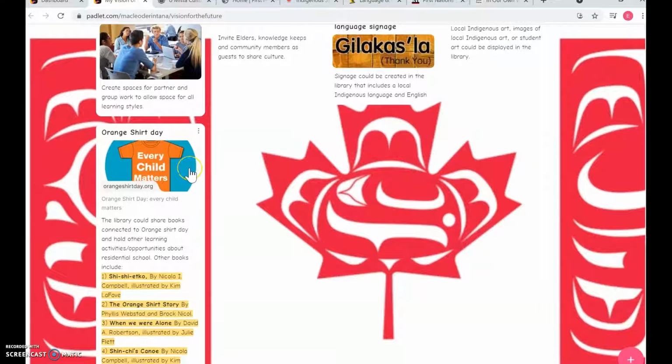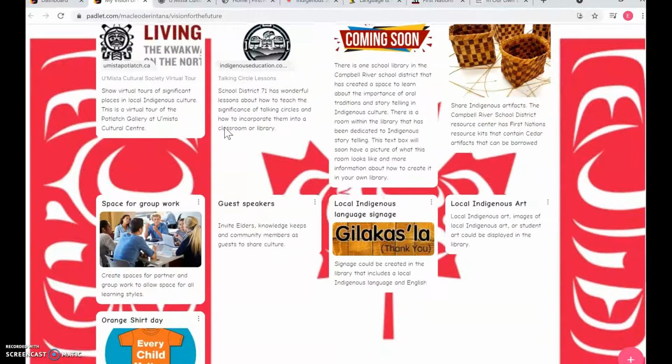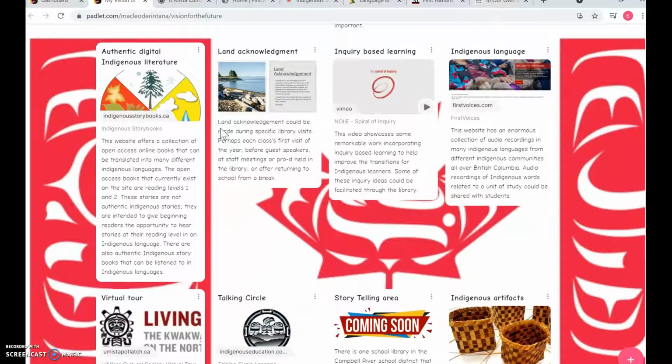And on significant days like Orange Shirt Day or National Indigenous Day, the library could provide resources for teachers and students, with books for incorporating Indigenous content on those significant days.